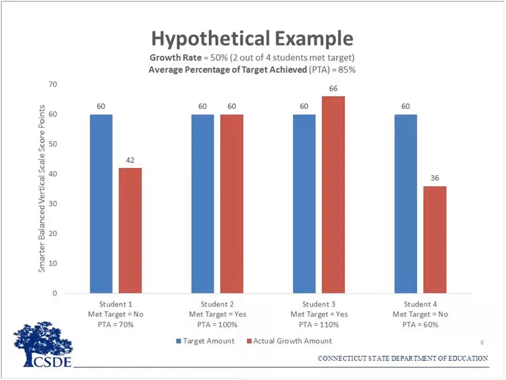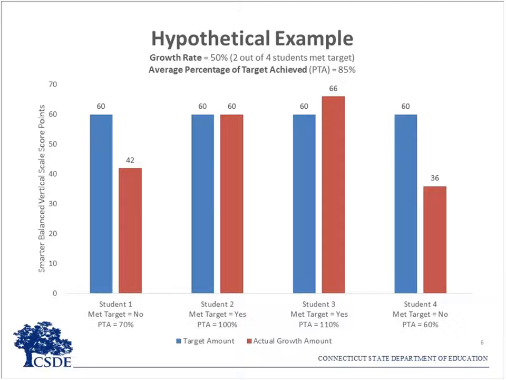Two important points before I leave this slide. One is that the, quote, extra credit, in this case student 3, is capped at 110%. So if student 3 had made, let's say, 100-point growth, their percent of target achieved will be capped at 110. And there's a reason for that, because if we didn't cap it, it really was skewing these averages greatly. So we capped it at 110%.